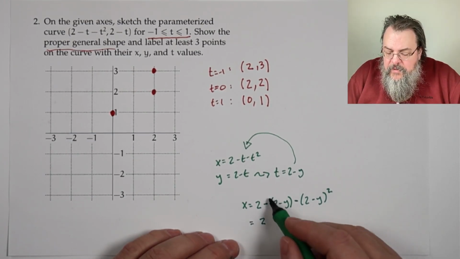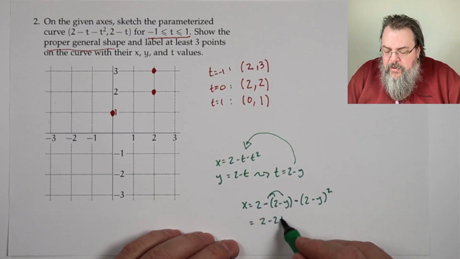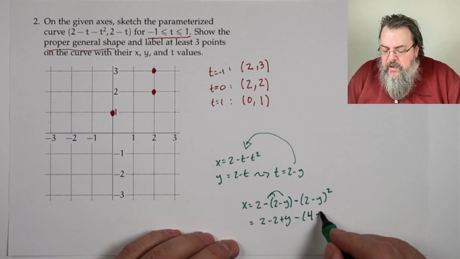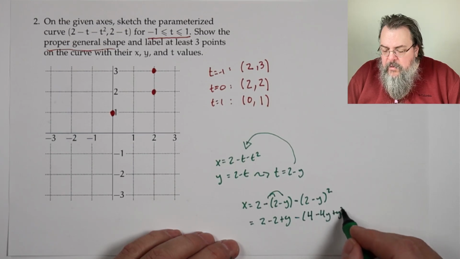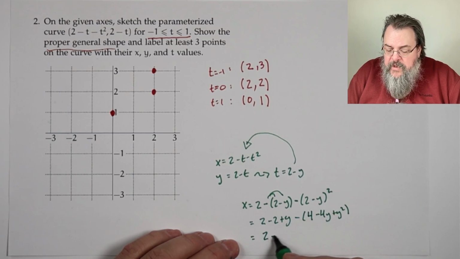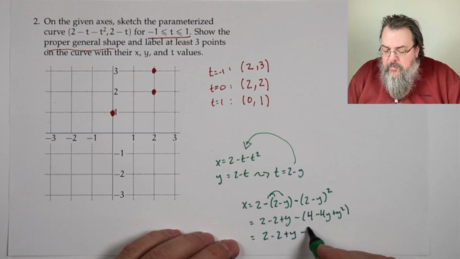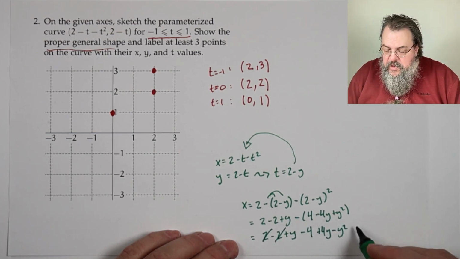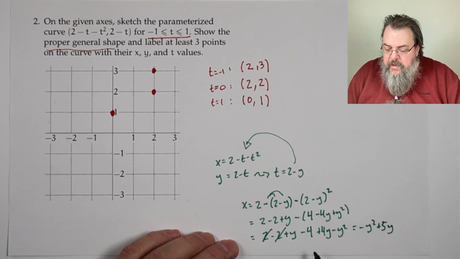So this is 2. If you distribute the minus through, minus 2 plus y. And here if you multiply out, 4, and then it'll be minus 4y plus y squared. Distribute that minus through again. 2 minus 4 plus 4y minus y squared. Okay, and you can get some cancellation. So what do we end up with? Well, we have minus y squared, 4y and y makes plus 5y, and then we have a minus 4.